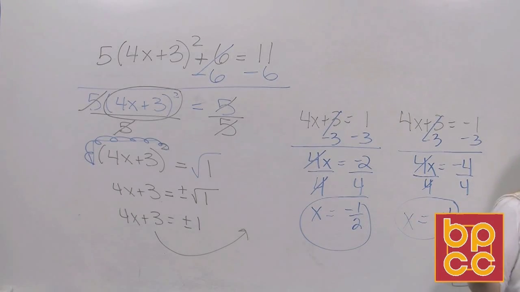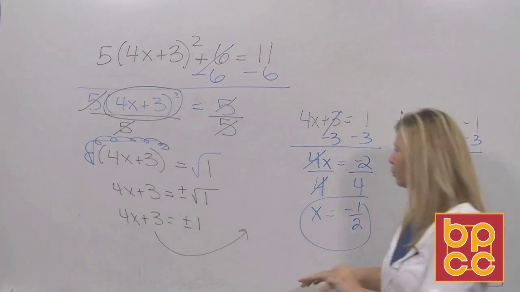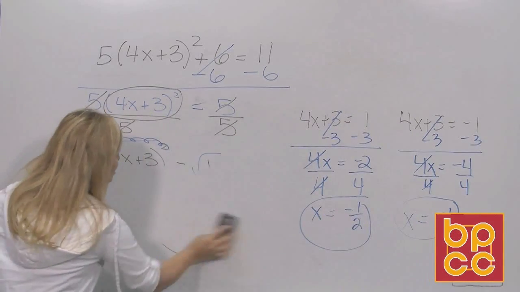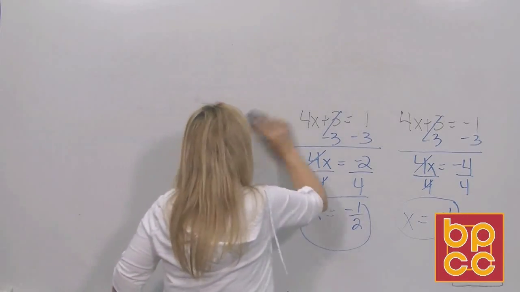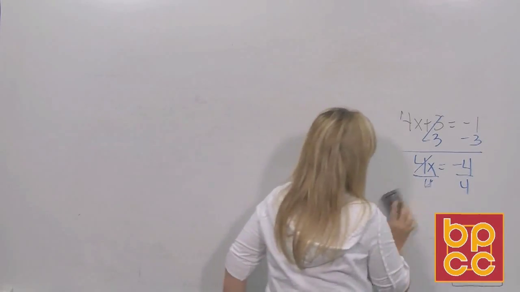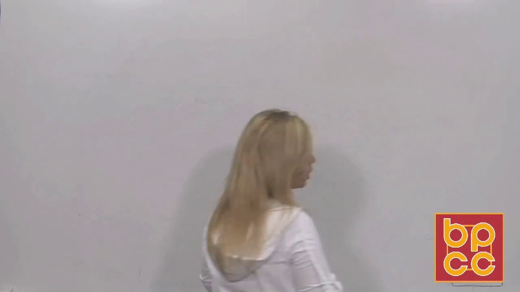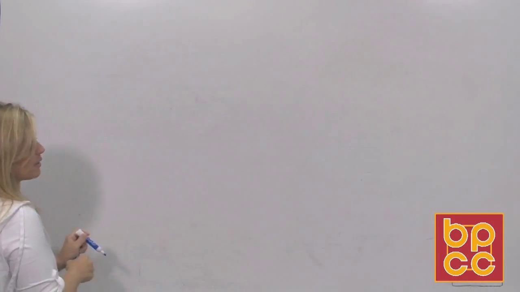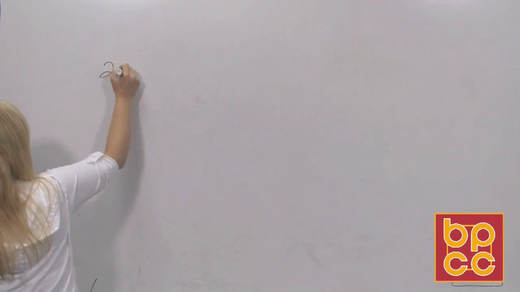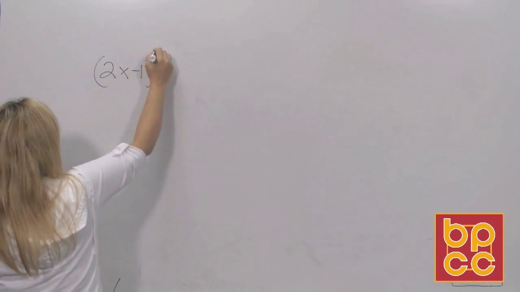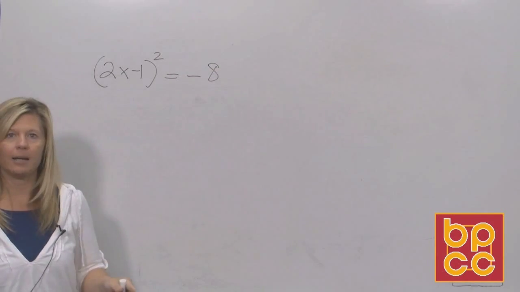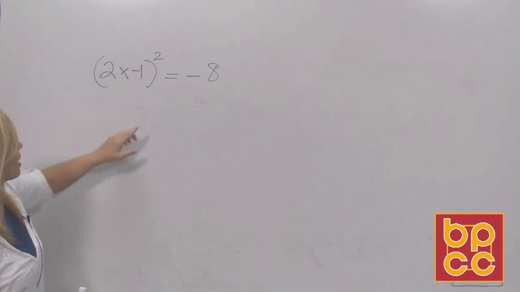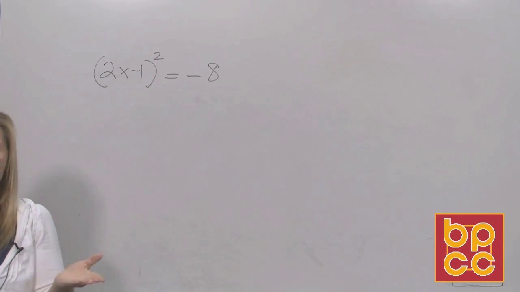Okay, let's try one more, and this last example will show us how those imaginary numbers are going to come into play, because we haven't seen that yet. All right, so our last equation we want to solve today is very simple. It is 2x minus 1 squared equals negative 8. Again, we know it's quadratic. We have a square.